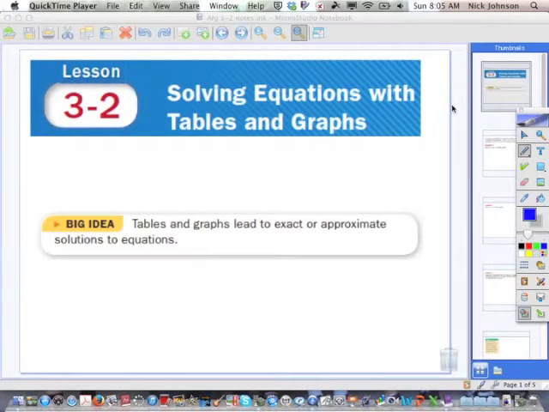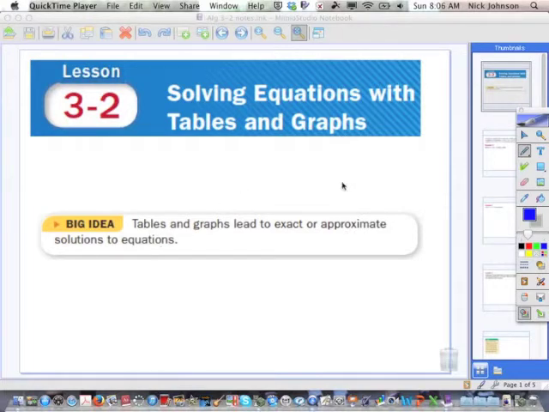Today we're going to talk about Lesson 3-2, solving equations with tables and graphs. What you remember from the other day is that we studied equations, we put the equations on our calculator, and we looked at the tables and graphs. So this is kind of a repeat of what we did yesterday. Tables and graphs lead to exact or approximate solutions to equations.